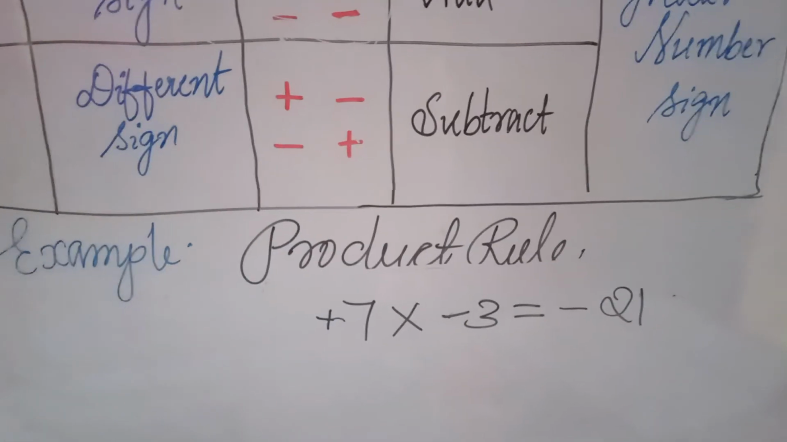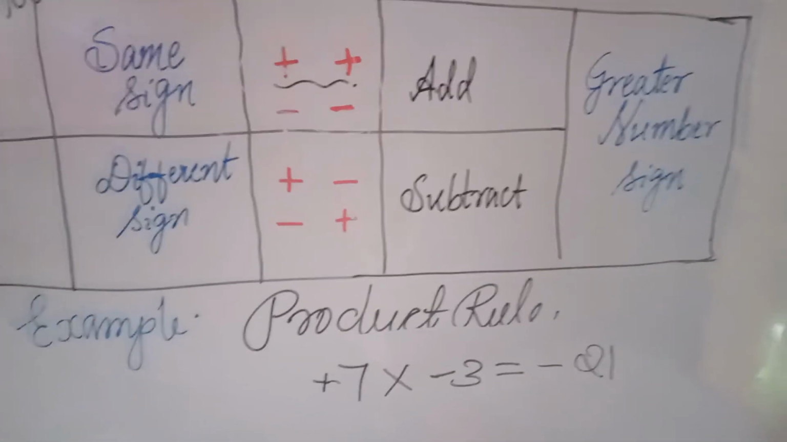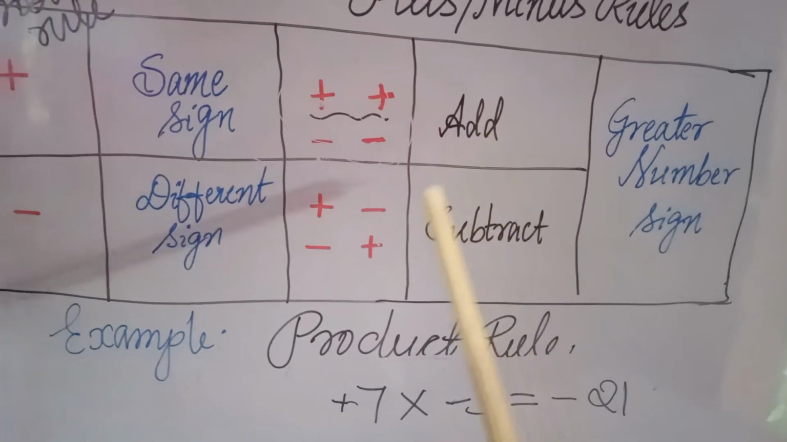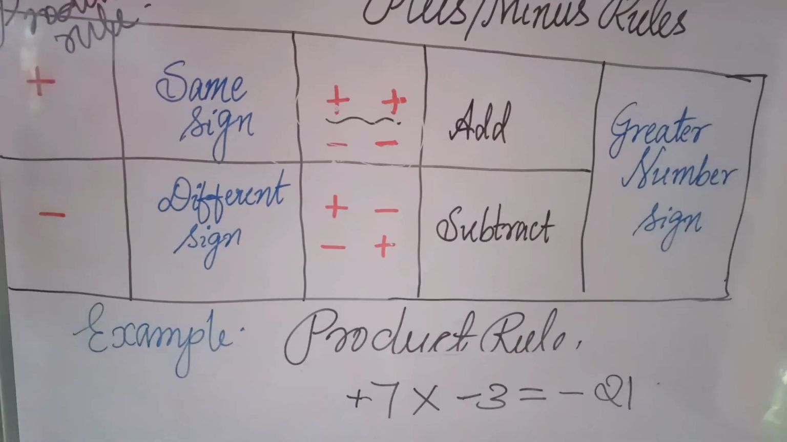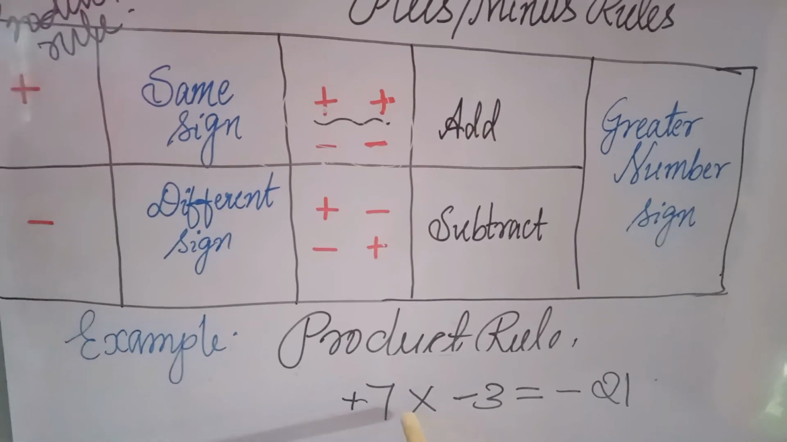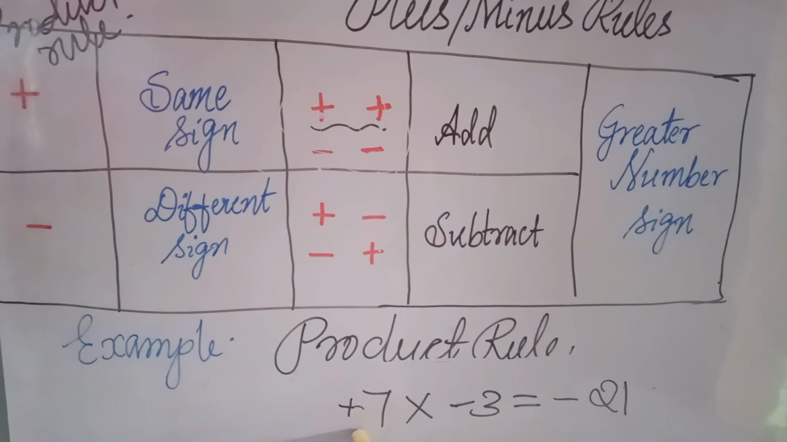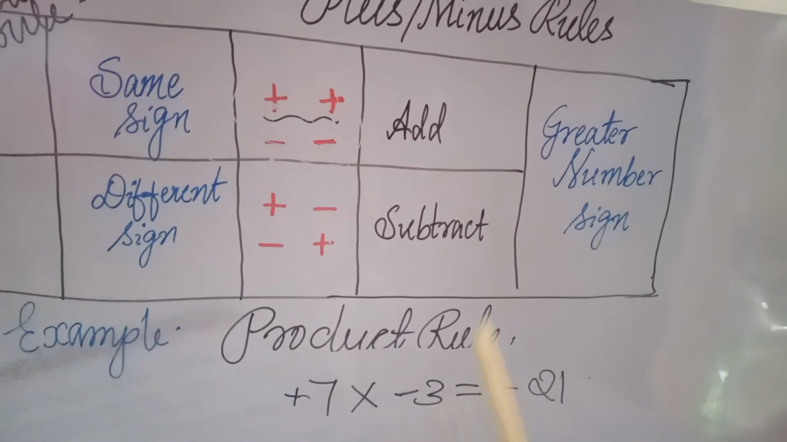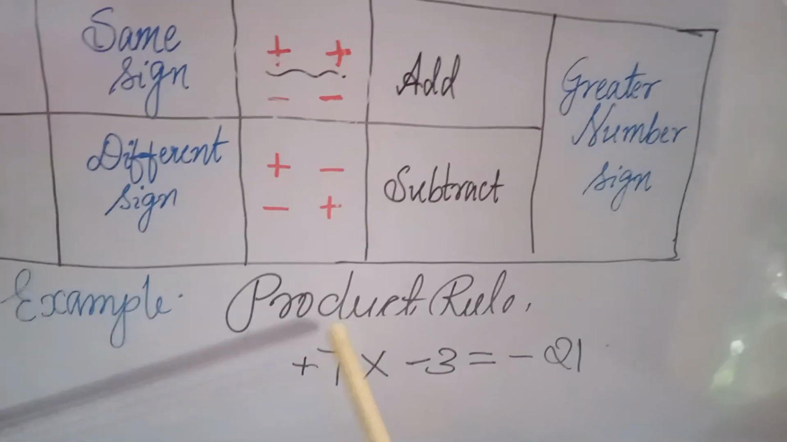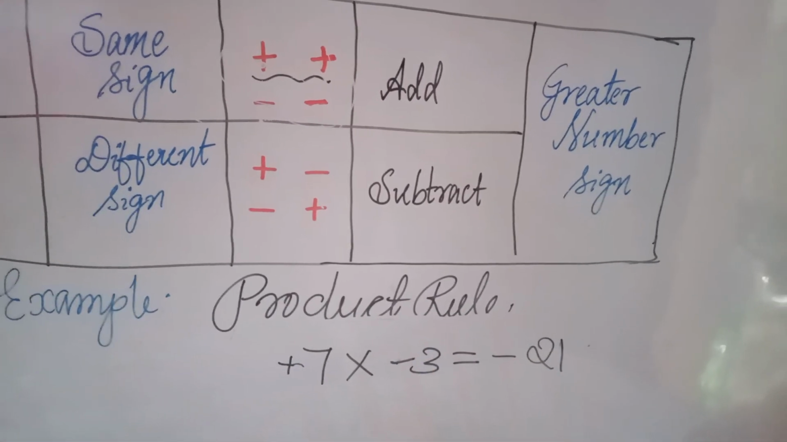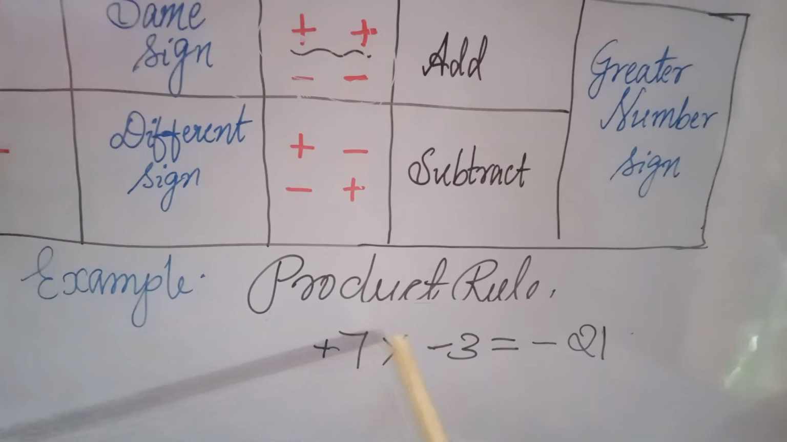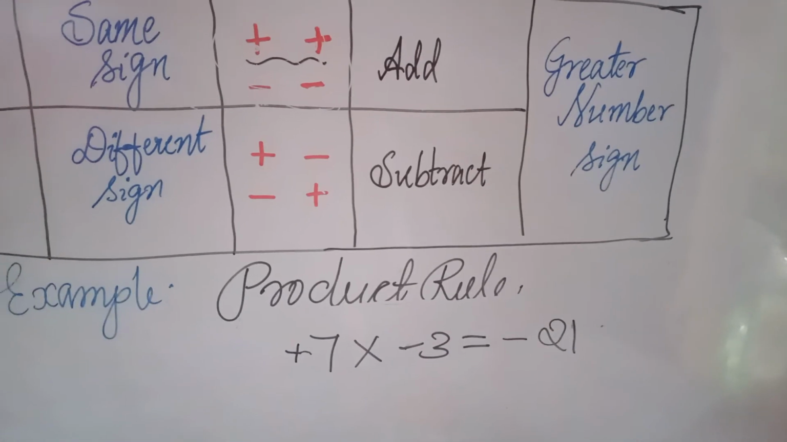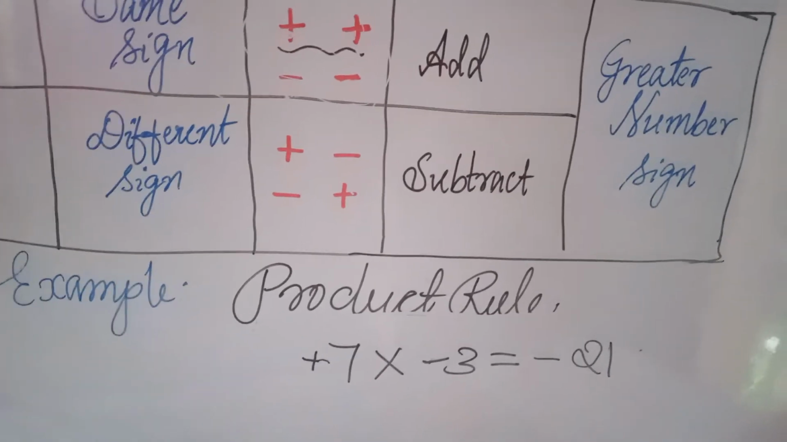Here we have to remember that in addition and subtraction you are going to give the greater number's sign, when you have two different signs or when you have the same sign. But in the product rule, when you come to multiplication, when you have one plus and one minus, you will not be having any greater number sign. That is important. You are going to multiply the signs, then find the product of the two numbers, then write that. So this is very, very important.